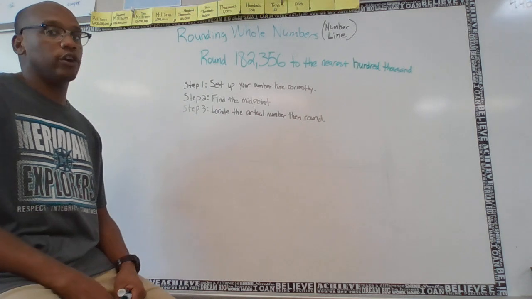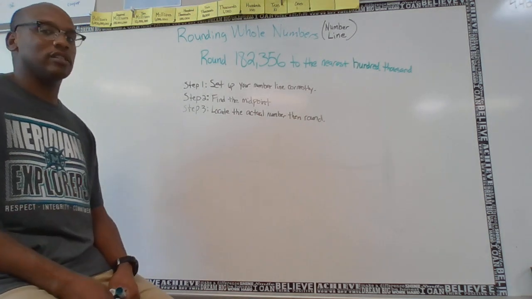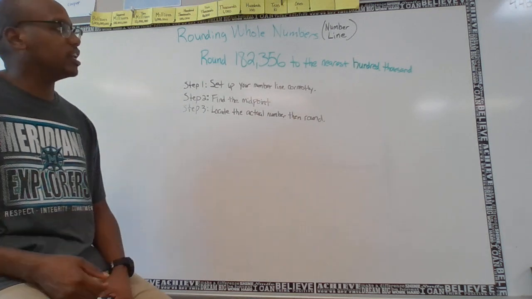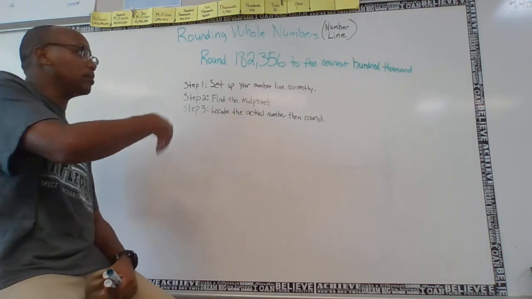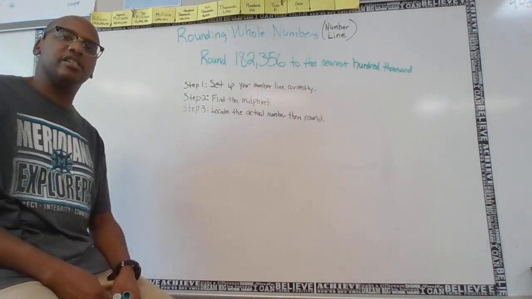This is the second part to the video on rounding whole numbers using the number line. In the place value chart, I rounded this number to the nearest thousand and the nearest 100,000. And in the previous video for number line, I rounded to the nearest thousand. Now I'm going to round the same number to the nearest 100,000 on the number line, just to show you that the process is the same.